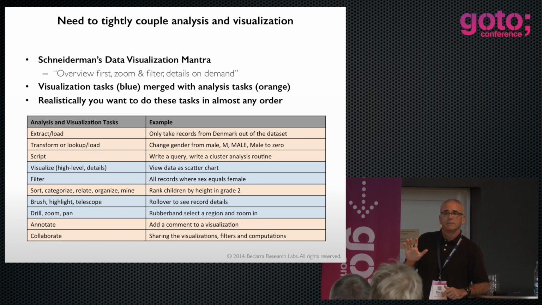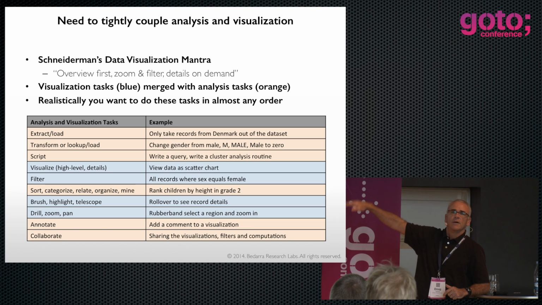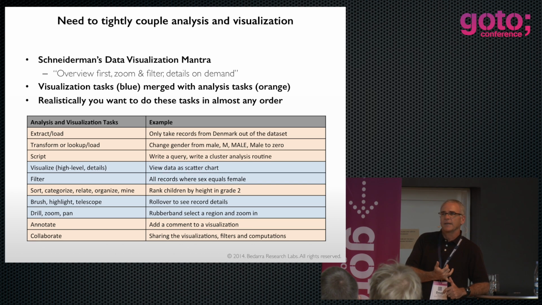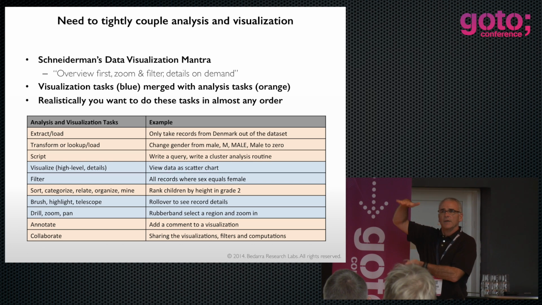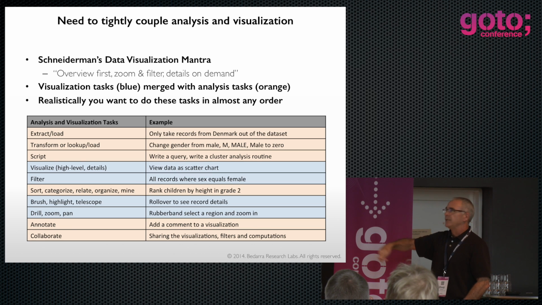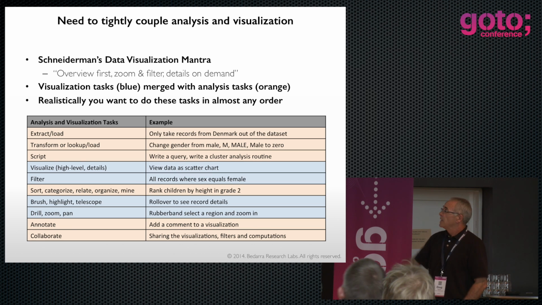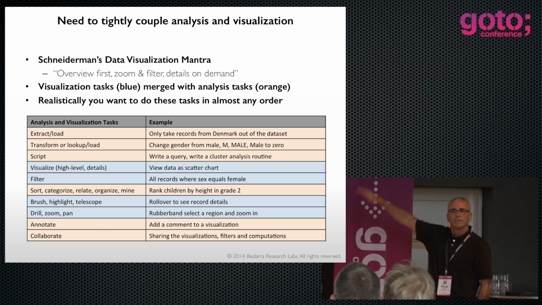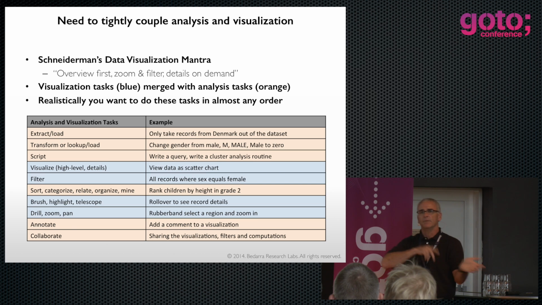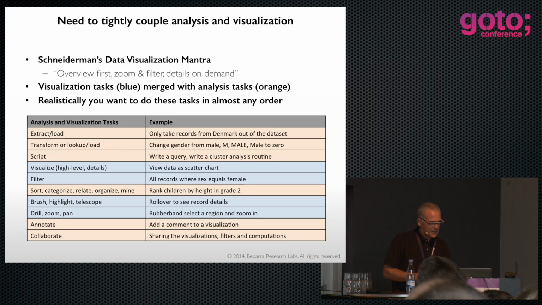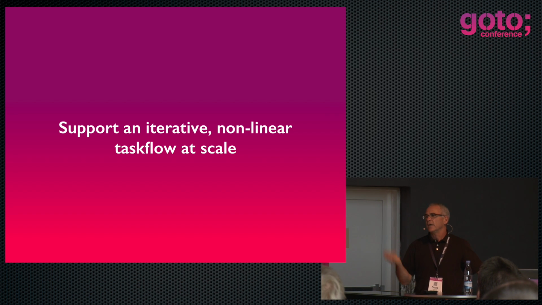I think that's great, but I think you also have to add to it all of the other things you do in analysis, like extracting and loading, transforming, scripting, and for me, scripting is actually quite key, and sorting and categorization. These kinds of things all have to be put together, and then of course there's annotation and collaboration at the end of this process. The really interesting thing is that all of these things, even though I've got them in a list, really need to be able to be done in any order, at any time. So you need to be able to go back and forth. What I mean by that is that you have to support an iterative nonlinear task flow.